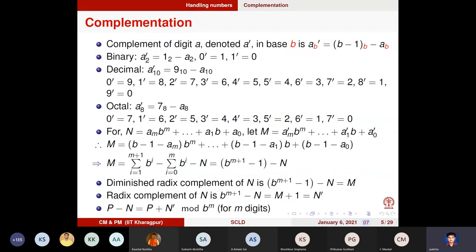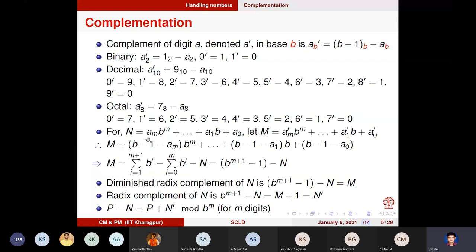So let's do a simple operation. You know how to complement individual digits: subtract them from the largest digit possible in that base. What you do for multi-digit numbers is replace every digit by its complement. Okay, so you get another number. The positional weights are still the same. You have b to the power m up to b to the power m minus 1 and so on. But in the digits, you replace a_m by a_m prime.